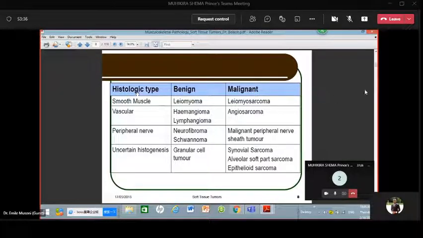Smooth muscle, benign is called leiomyoma, malignant is called leiomyosarcoma. Vascular, a benign tumor of vascular tissue is called hemangioma for blood vessels, and lymphangioma for lymphatic vessels. And when it is malignant, it is called angiosarcoma. Peripheral nerve, I have seen it in neuroanatomy. You can have neurofibroma or schwannoma, and you can have malignant peripheral nerve sheath tumor. There is what we call uncertain histogenesis, like granular cell tumor. And when they are malignant, we call them synovial sarcoma, alveolar soft part sarcoma, and epithelioid sarcoma.